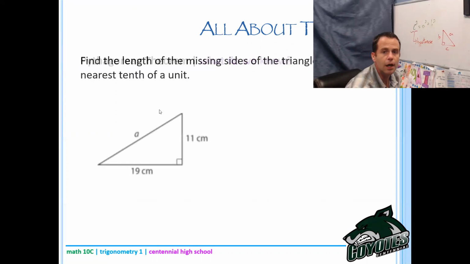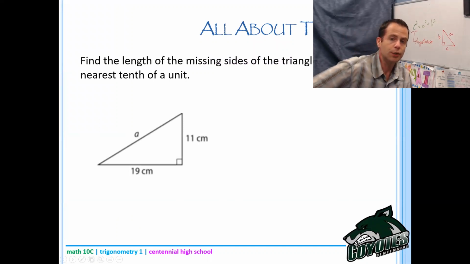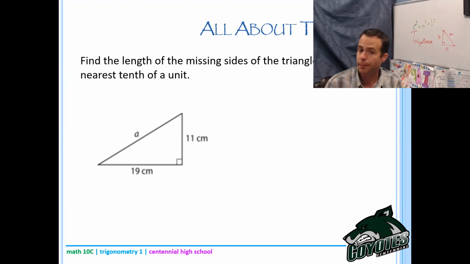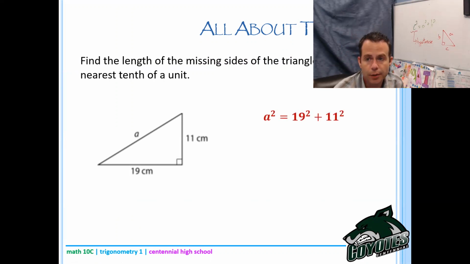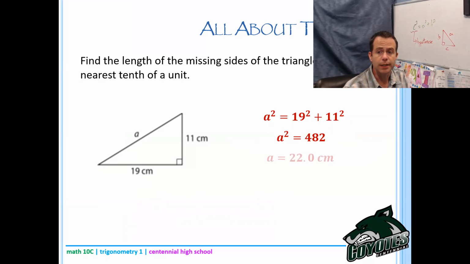All right, so find the length of the missing sides of the triangle to the nearest tenth of a unit. So you always want to ask yourself, do I have the hypotenuse or am I solving for the hypotenuse? In this particular example, you are solving for the hypotenuse. So you'll go a squared equals 11 squared plus 19 squared. And then you square the 19 and the 11. So that gives me a squared equals 482 when I add them together. Then you're going to take the square root, okay? When you take the square root, rounding to the nearest tenth, it's 22.0.